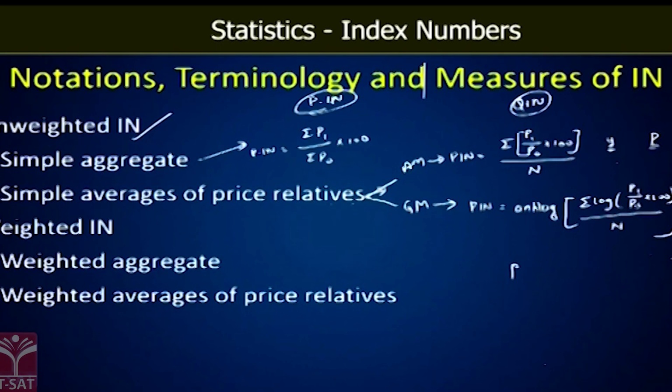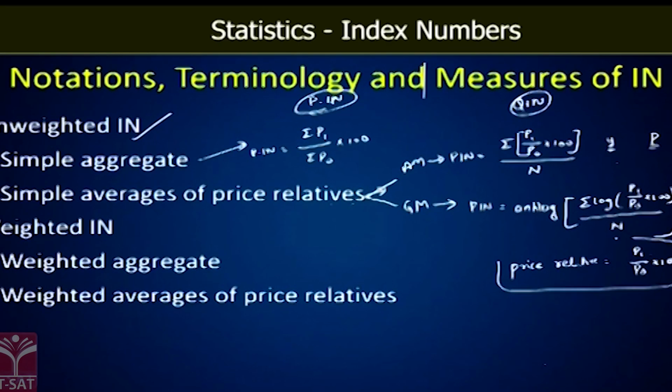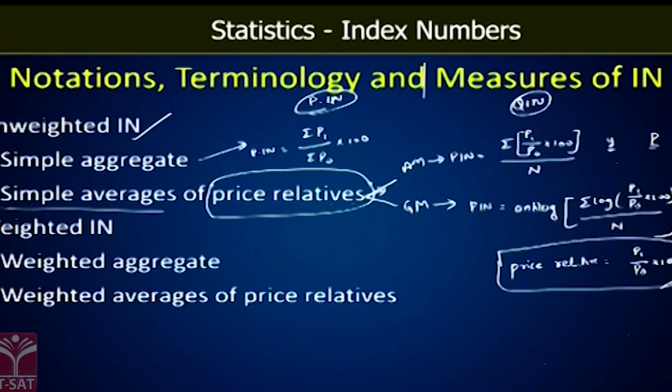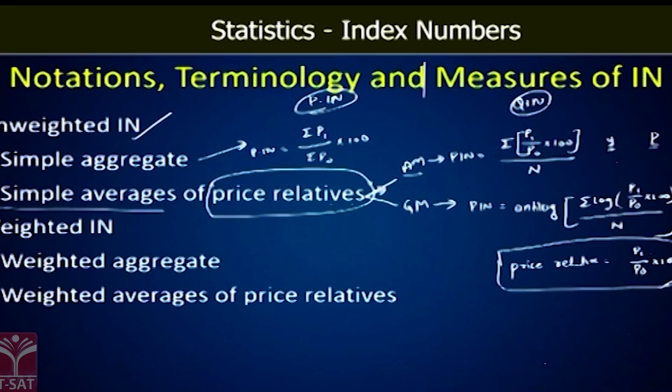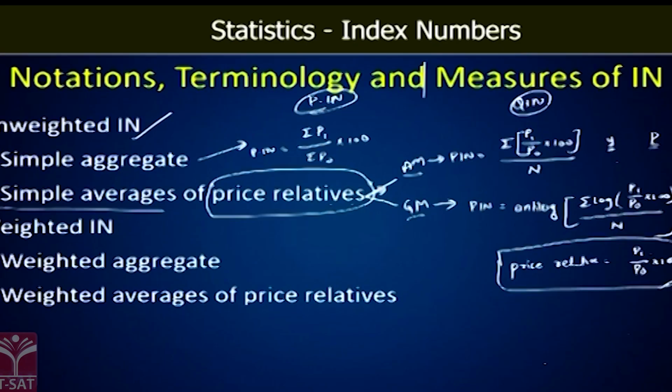Now, what is price relative? Price relative is nothing but P1 by P0 into 100. So this is also an important formula you have to remember. We already saw simple averages of price relatives, which always use price relatives, P1 by P0 into 100. For arithmetic mean it is summation divided by n. For geometric mean it is anti-log of summation log of P1 by P0 into 100, divided by n.